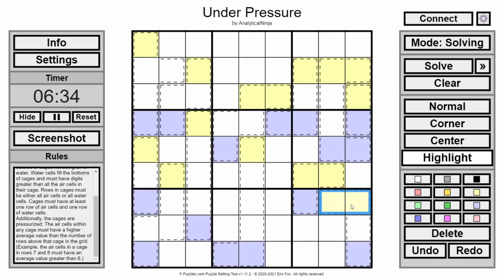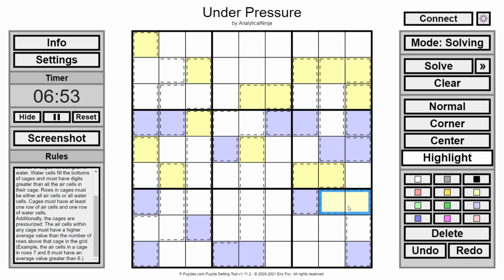Let's take a look here. So we have 6, so this has to average at least 6. Sorry, it has to average greater than 6. A higher average value, so it could be like 6.1 or something like that, but it has to be greater than 6.